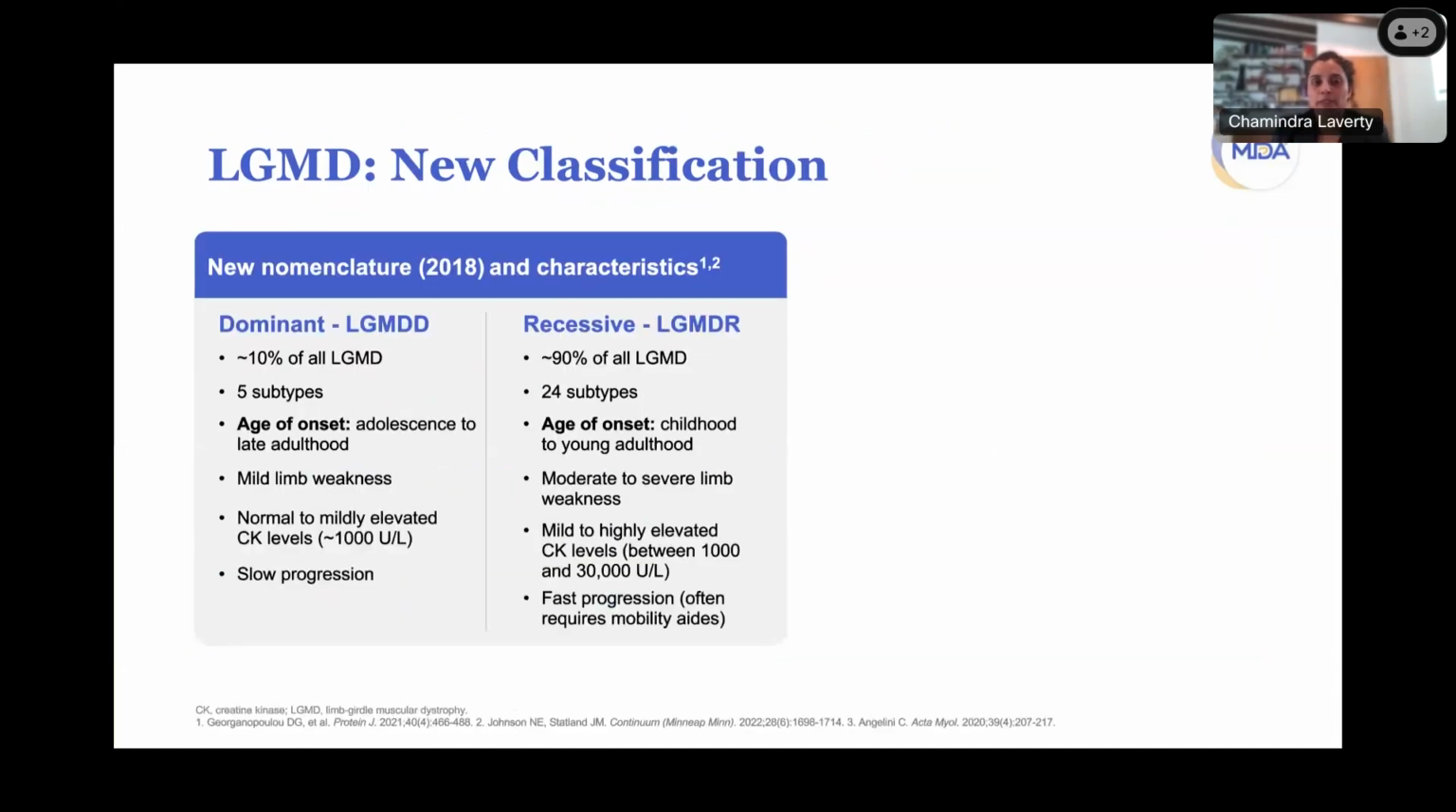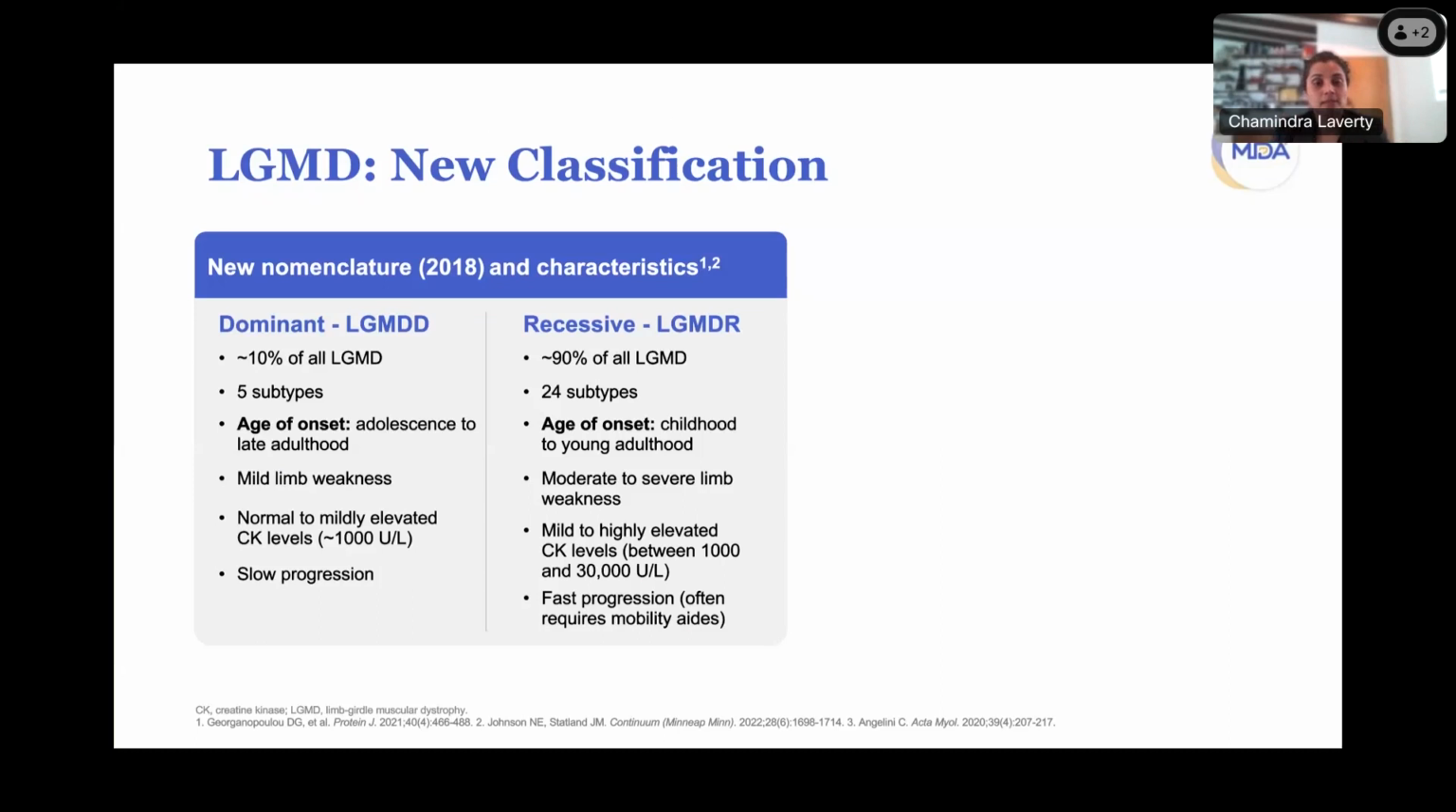So the new nomenclature separates limb-girdle muscular dystrophy as dominant versus recessive. The recessive is a whole lot more common. It's actually about 90% of all cases compared to the dominant ones. There are 24 subtypes for the recessive and only 5 currently for the dominant. The age of onset for the recessive is often earlier than dominant: childhood, adolescent, and young adulthood for the recessive, whereas for the dominant, it tends to be a little bit more variable and a little bit later onset, mostly adolescent and late adulthood.